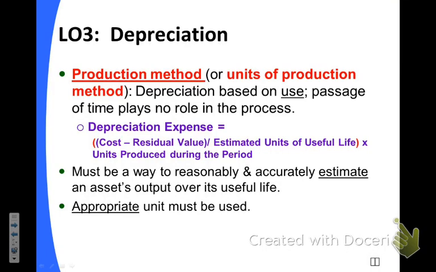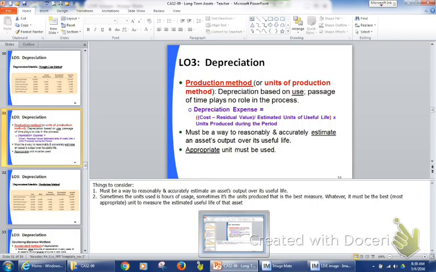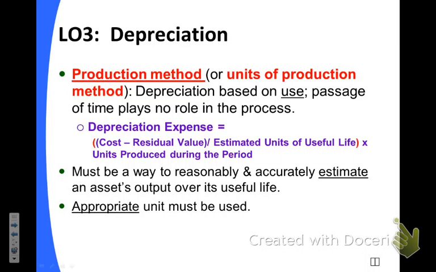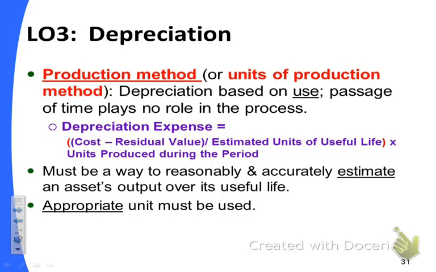The next method of depreciation that we're going to talk about is the production method. That shows up. Okay, so the production method is very similar to the straight line, except that our focus here is going to be on the units of production that we estimate this particular asset is going to be able to produce over its life. It does not base it in any way, shape, or form on time. Depreciation is totally based on usage.